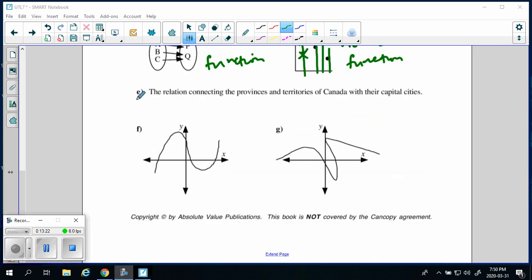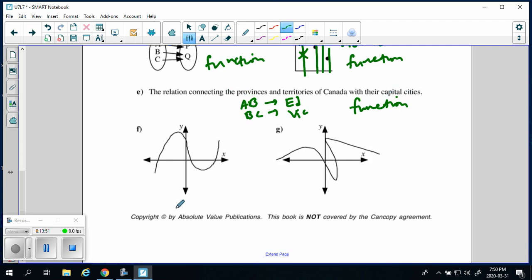I almost missed this question because it was in words. The relation connecting the provinces and territories of Canada with their capital cities. So what you can imagine is if you, for example, have Alberta, that maps to Edmonton. And if you have BC, that maps to Victoria. So you can already see that every x value is unique and it only has one capital city. So this one would be a function. You're not going to see these very often.